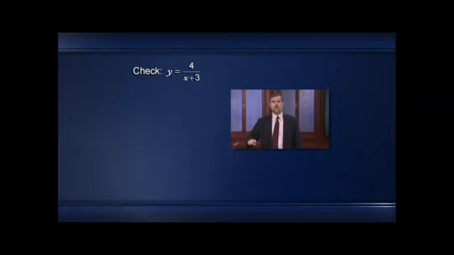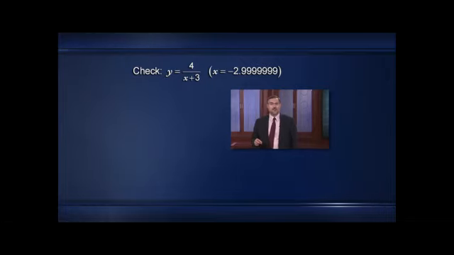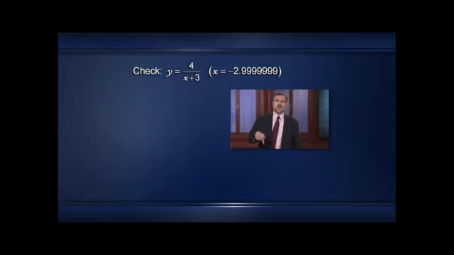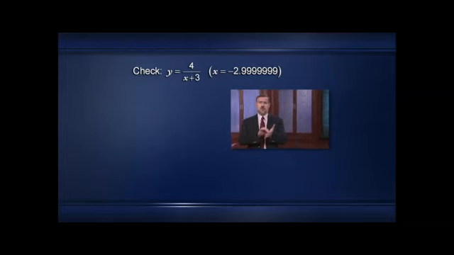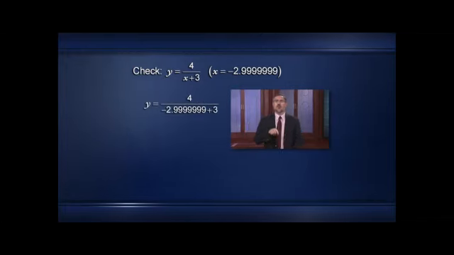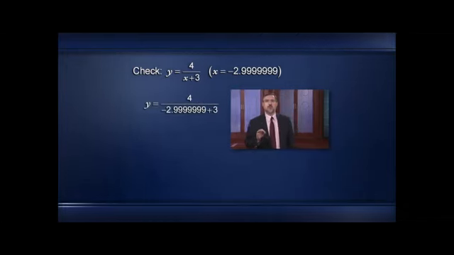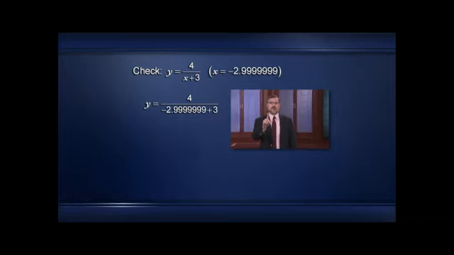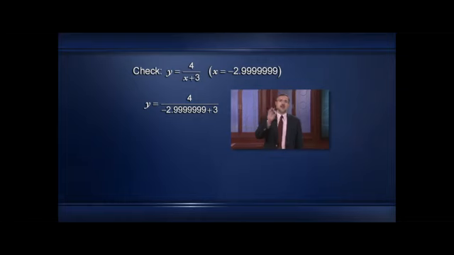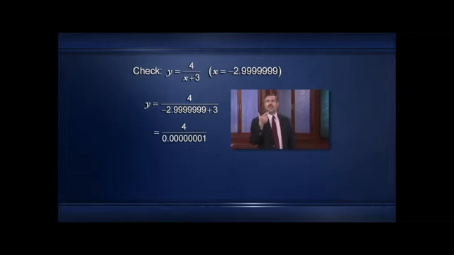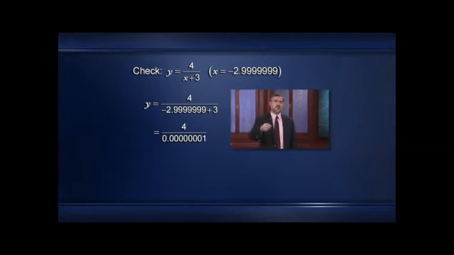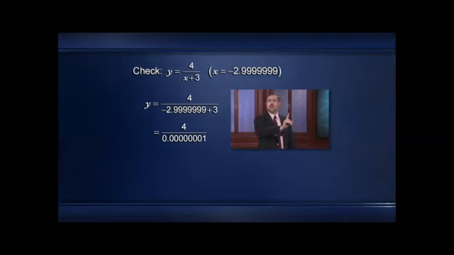Now just to the right of that would be something like negative 2.9999999. Okay, now if you plug that value in for x into that denominator of the function, you're going to have y equals 4 divided by negative 2.9999999 plus 3. And look at that denominator for a second. That's going to become positive, first of all, because the 3 is slightly larger than the negative 2.999 and so on. And that denominator becomes 0.00, a whole bunch of zeros with a 1 at the end.